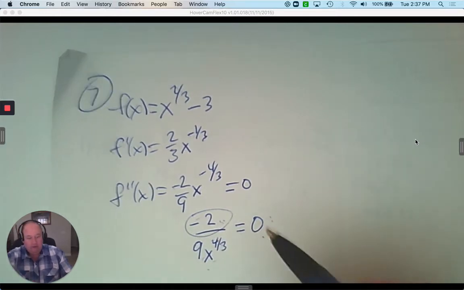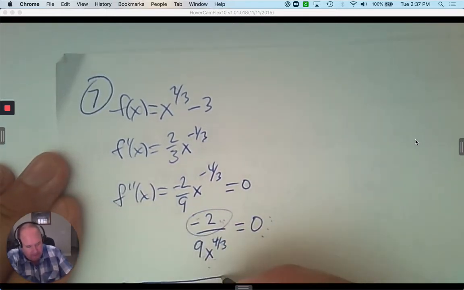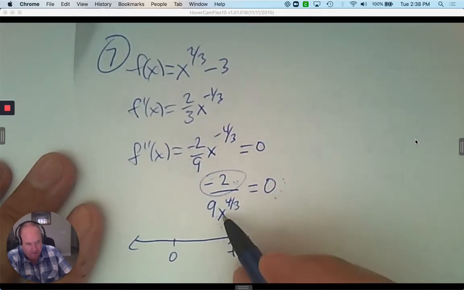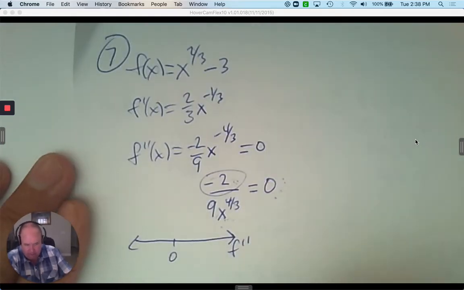So the only thing to look at here then is whether there is something that would make it undefined. Second derivative, what x value would make this undefined? It's 0. So that's the only one to look at because it makes it undefined. There's nothing that makes it equal to 0.